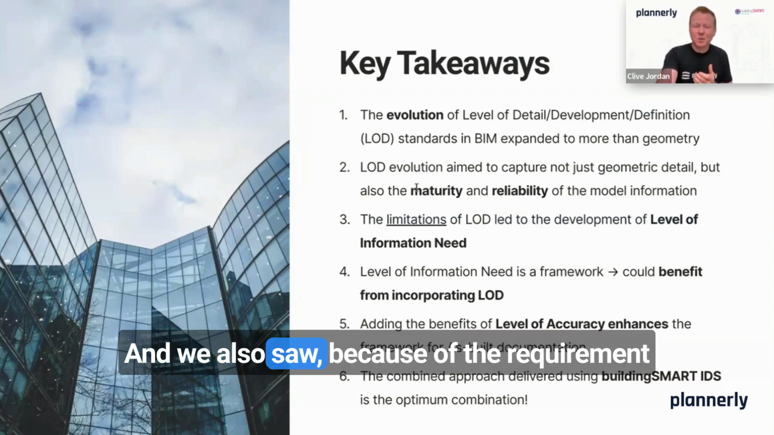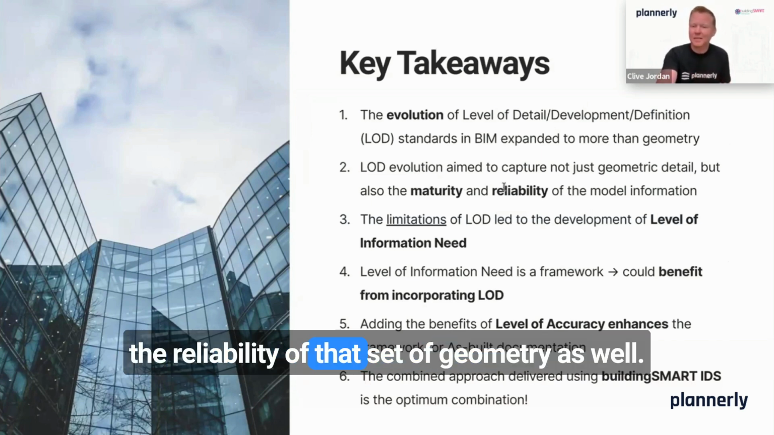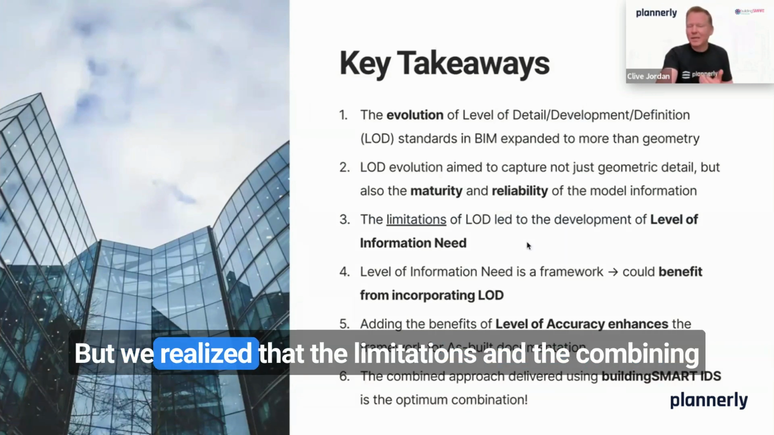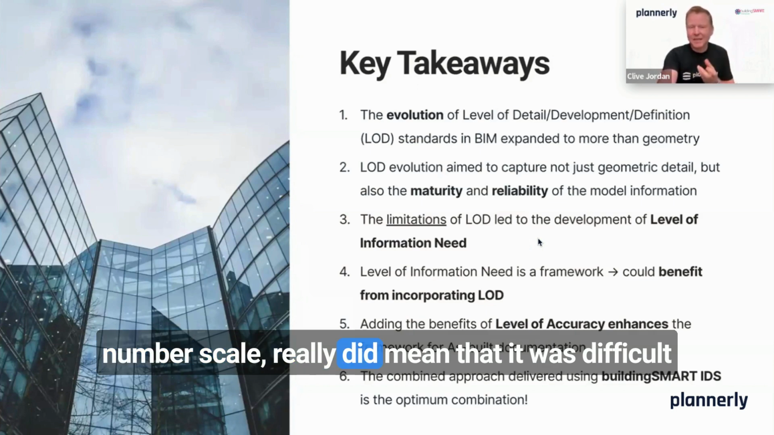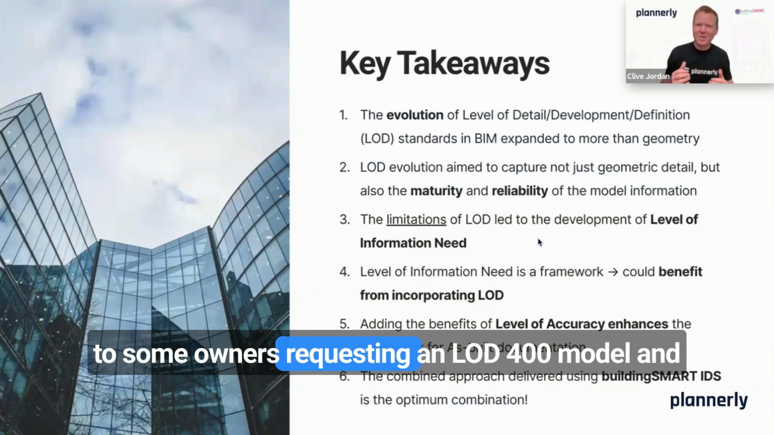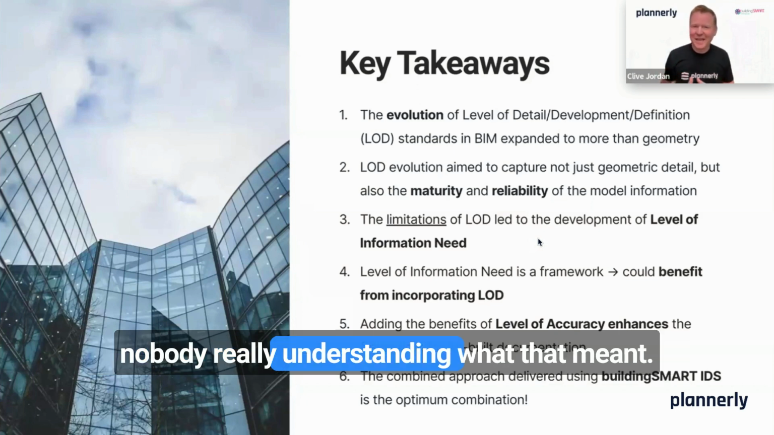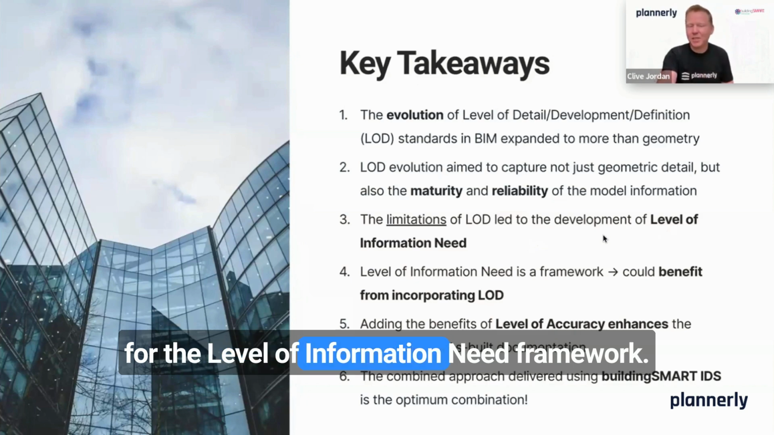And we also saw, because of the requirement to understand the maturity, the reliability of that set of geometry as well. But we realized that the limitations and the combining of information requirements even into a single LOD number scale really did mean that it was difficult to package, difficult to interpret, and sometimes led to some owners requesting an LOD 400 model and nobody really understanding what that meant. So this led to the need for the level of information need framework.